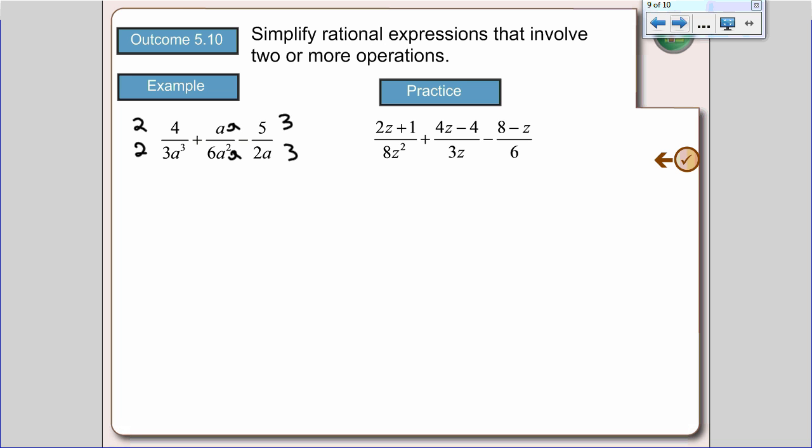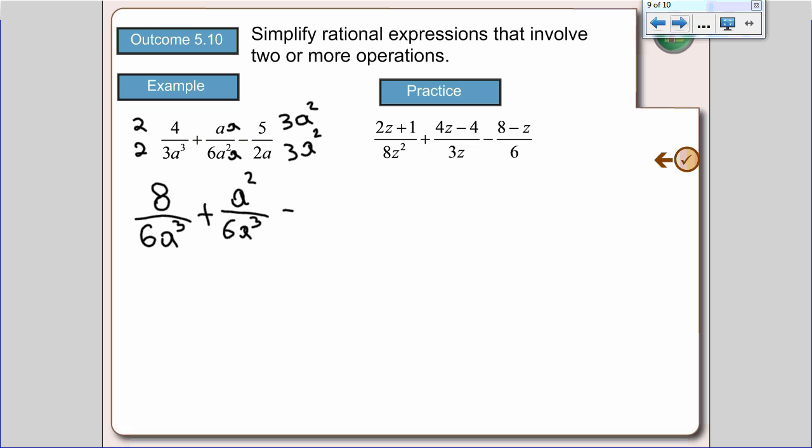The first one, 2 times 4 is 8. 2 times 3 is 6. A cubed. Plus, A times A is A squared. 6A squared times A is 6A cubed. Minus 5 times 3 is 15. A squared is still A squared. Divided by 6A.